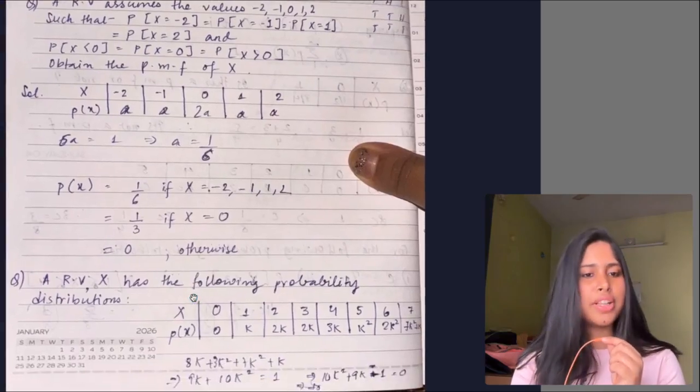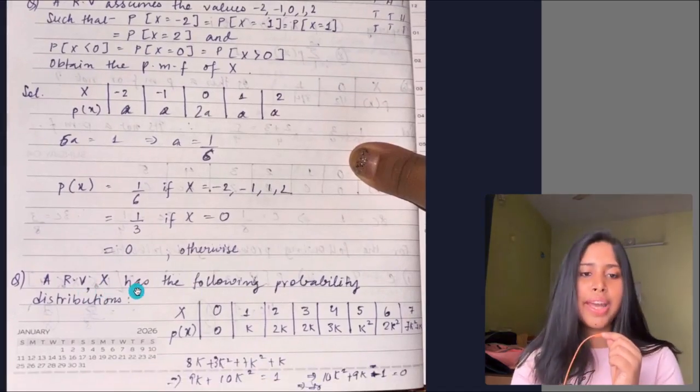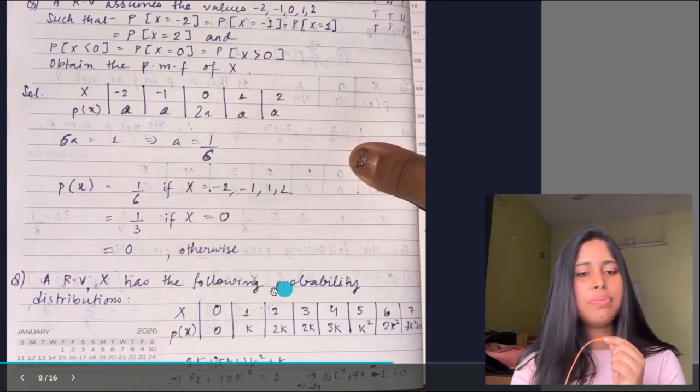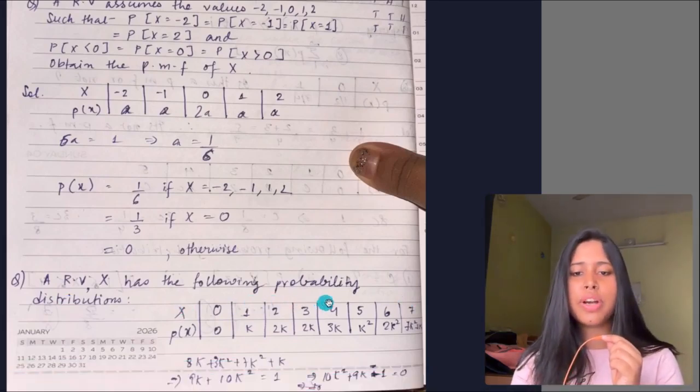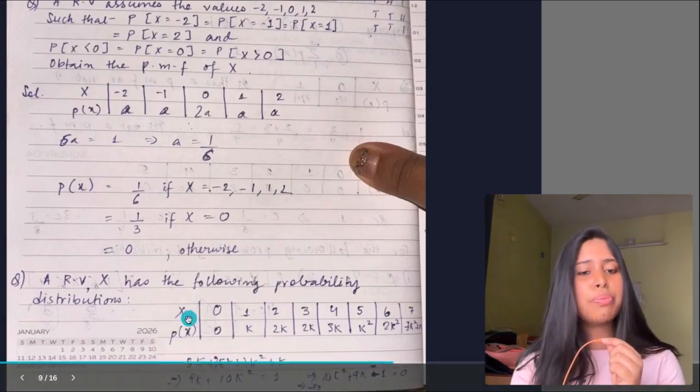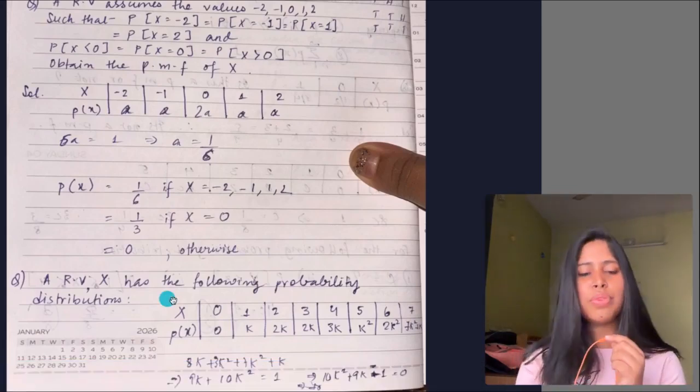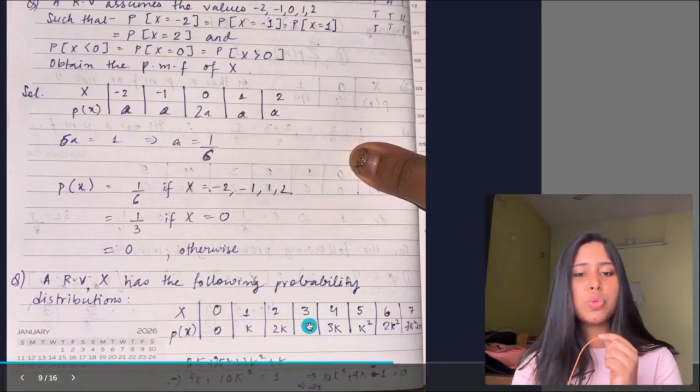Now coming to our next question. A random variable x has the following probability distribution. The values of x are given as 0, 1, 2, 3, 4, 5, 6 and 7, and the values of p(x) are also given. Not the actual values, because you need to find k here. So 0, k, 2k, 2k, 3k, k square, 2k square, 7k square plus k.